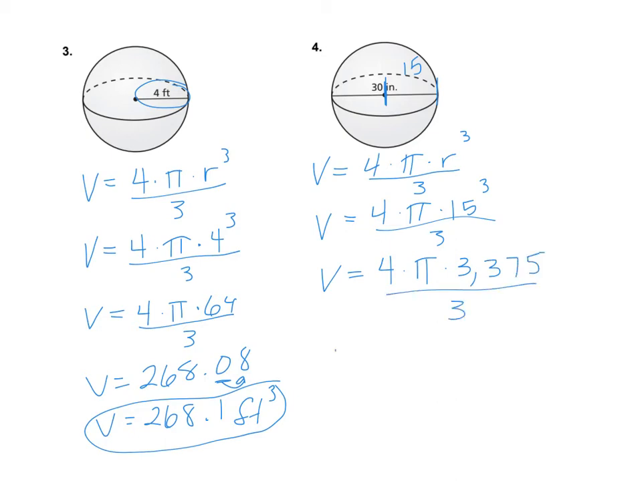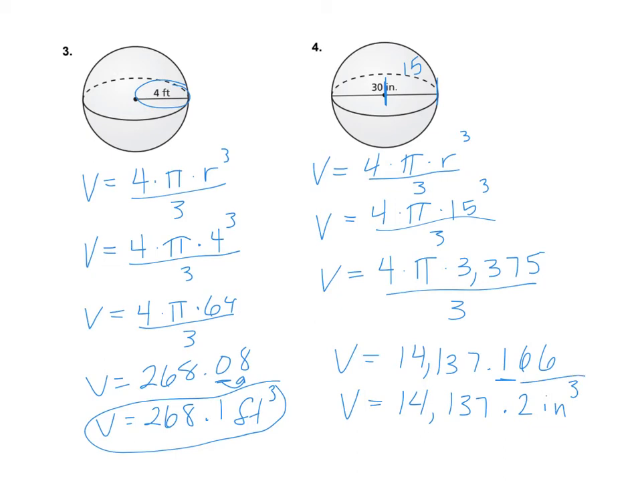And now I'm just going to plug this into my calculator. 4 times pi times 3,375 equals, divided by 3 gives me 14,137.166, and we need to round to the tenths place. 14,137.2 inches cubed. And that's how you do 3 and 4.